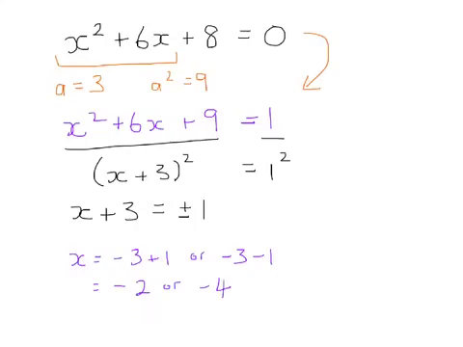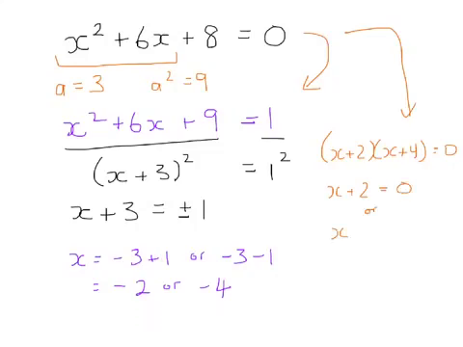So let's just double check this. If we had factorized this, we would get x plus 2 times x plus 4 equals 0. You can check this. Which means that x plus 2 equals 0, or x plus 4 equals 0, which means x equals minus 2 or minus 4. Fantastic.